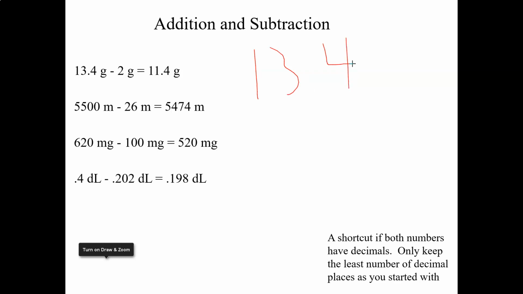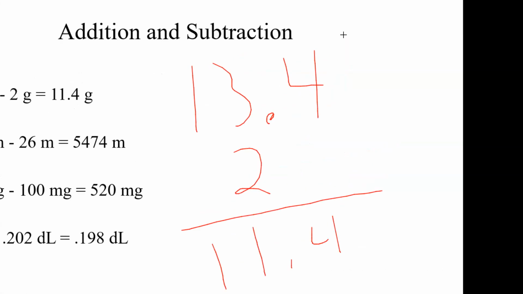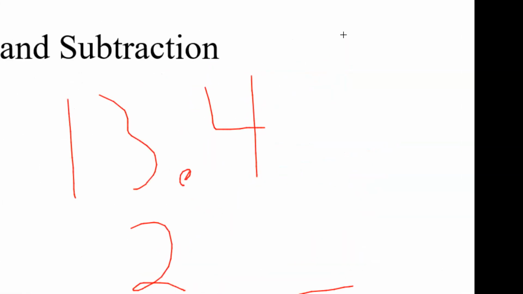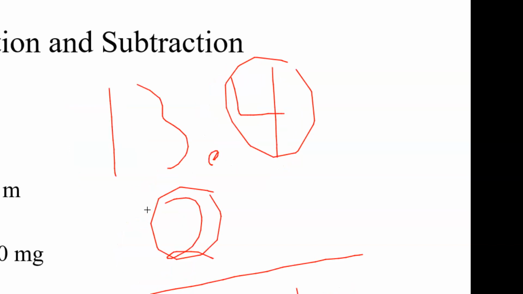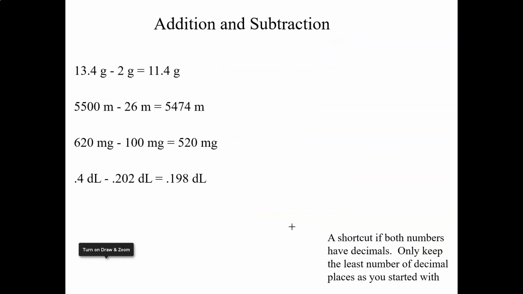So 13.4 minus 2. Notice again, I'm lining up the place values. I've got 11.4. So circle the guess digit. It's zooming in, so you can't see the bottom number, which is 11.4. What we would do is circle the one that's in the middle of the other two numbers, and we would round that to 11. So round that to 11, not 11.0, but 11.